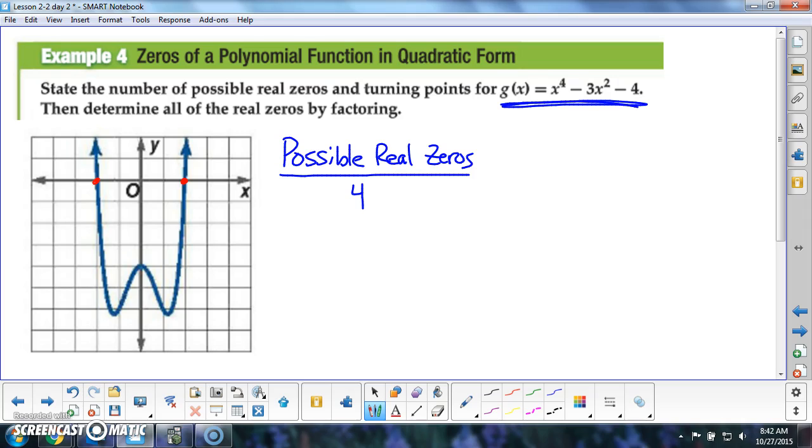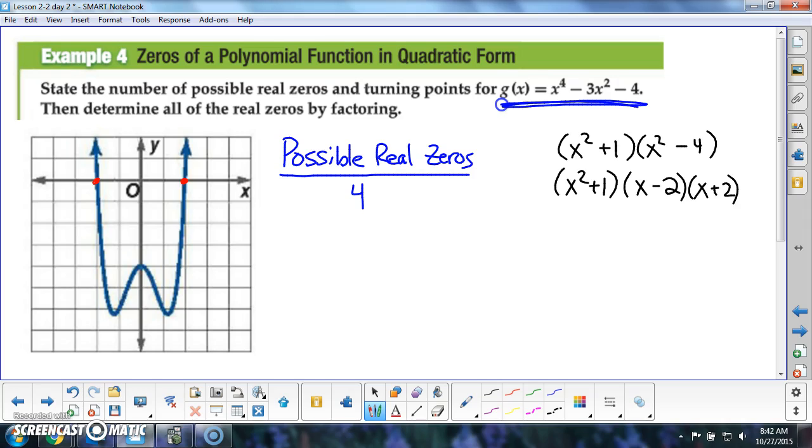And so now to find those, we have to do some factoring. On this one, what we can do is we can set up 2 groups of parentheses. We'll need an x squared as our first terms, and we'll need to have a minus 4 and a plus 1. Now from there, the x squared plus 1 can't be factored any further, but the x squared minus 4 could be factored into x minus 2 and x plus 2. So there's the factored form, and then the actual real zeros would be at plus or minus 2, and that corresponds with the graph that we're seeing.